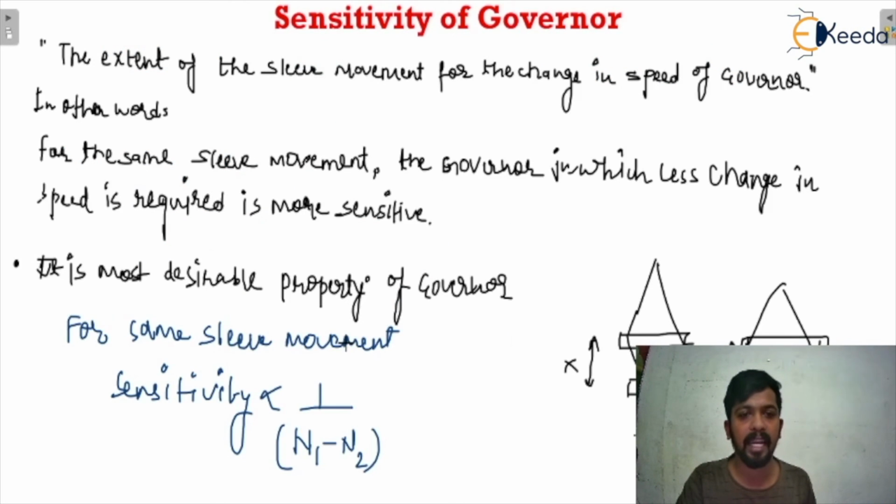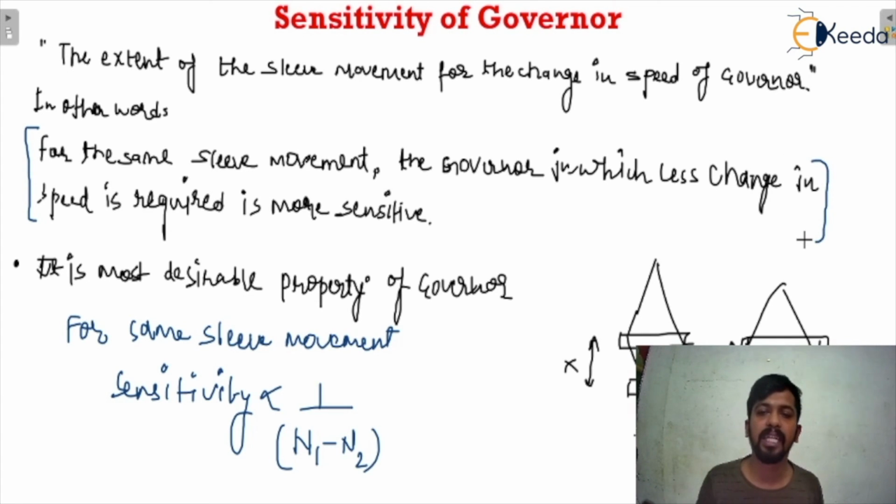Okay, so I hope you understand what sensitivity is and what stability is. Again I am saying that for the same sleeve movement, the governor in which less change in speed is required is more sensitive. So this was the sensitivity of the governor.